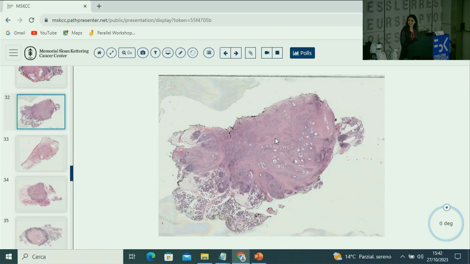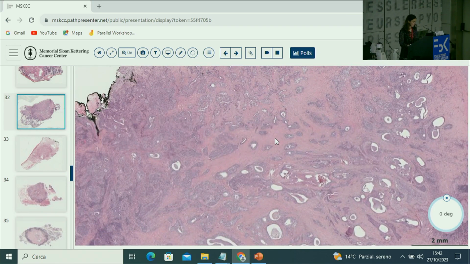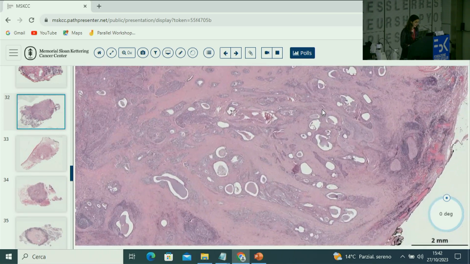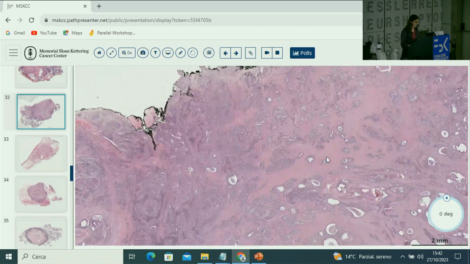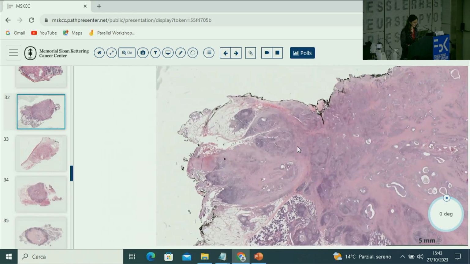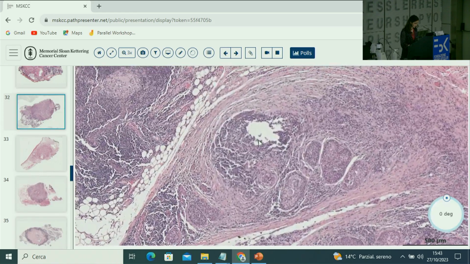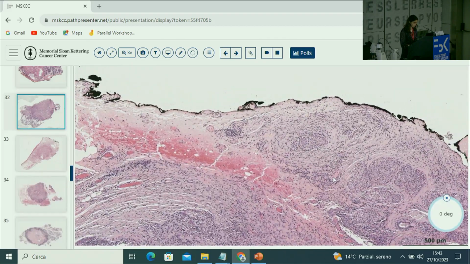Very tricky on fine needle aspiration cytology. Definitely, yeah. This one is more infiltrative, and it's the kind of case that we call intermediate grade because it has infiltration. I think it has maybe perineural invasion somewhere. And it's at the margin, as you see here.